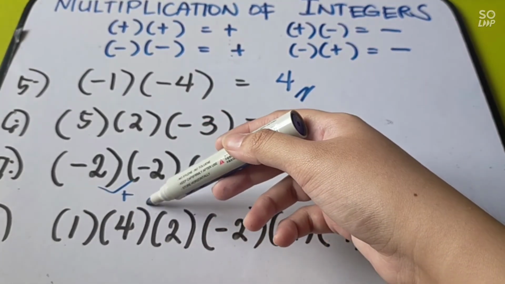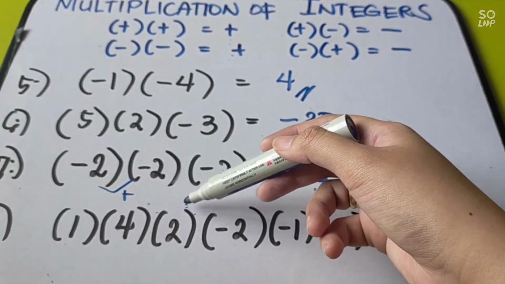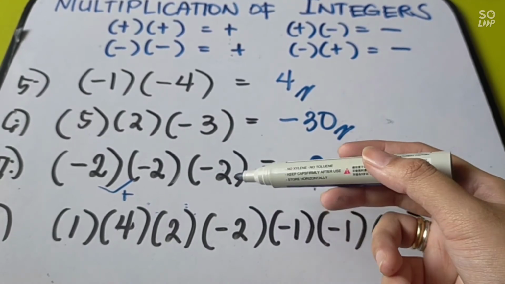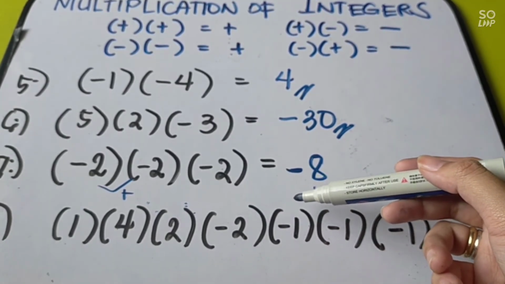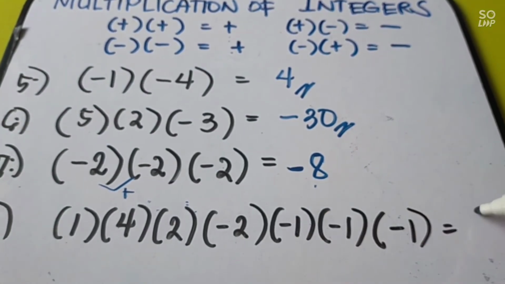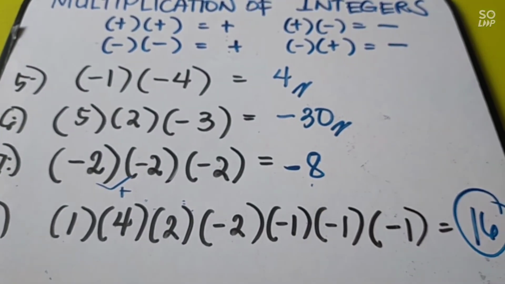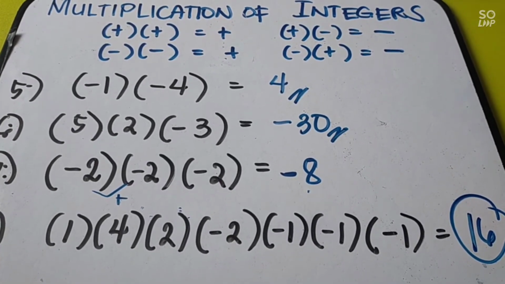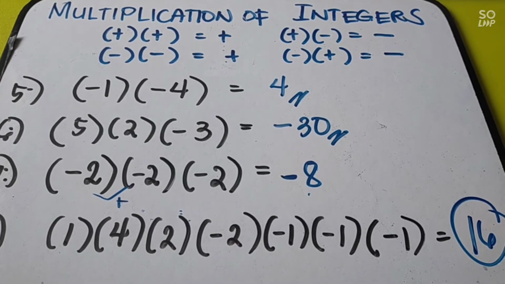1 times 4, 4. 4 times 2, we have 8. 8 times 2, we have here negative 16. Negative 16 times negative 1, that is positive 16. Negative 16, positive 16. So, the answer here is 16. That is it. Okay? So, that is how you multiply integers.